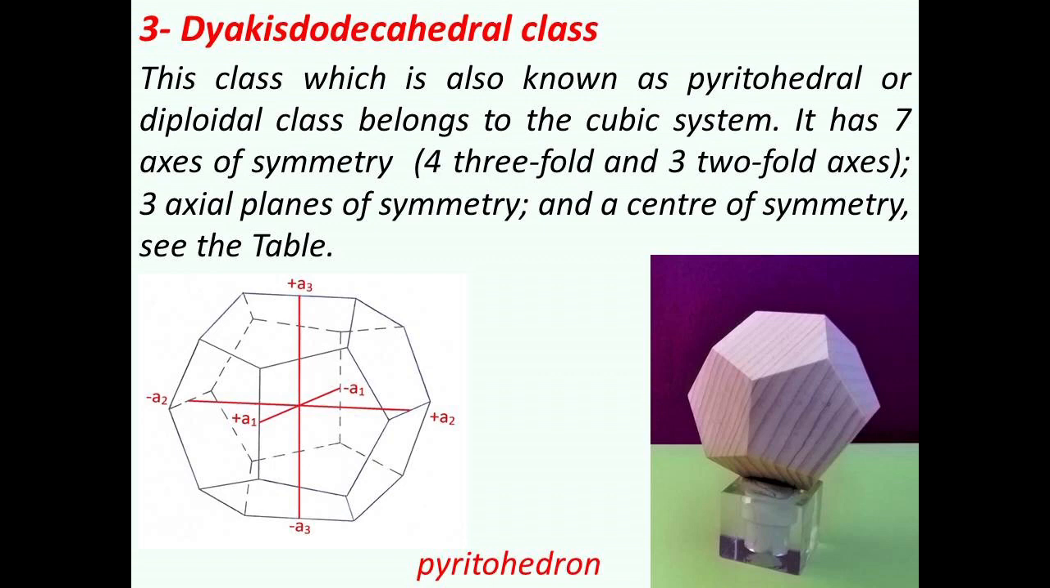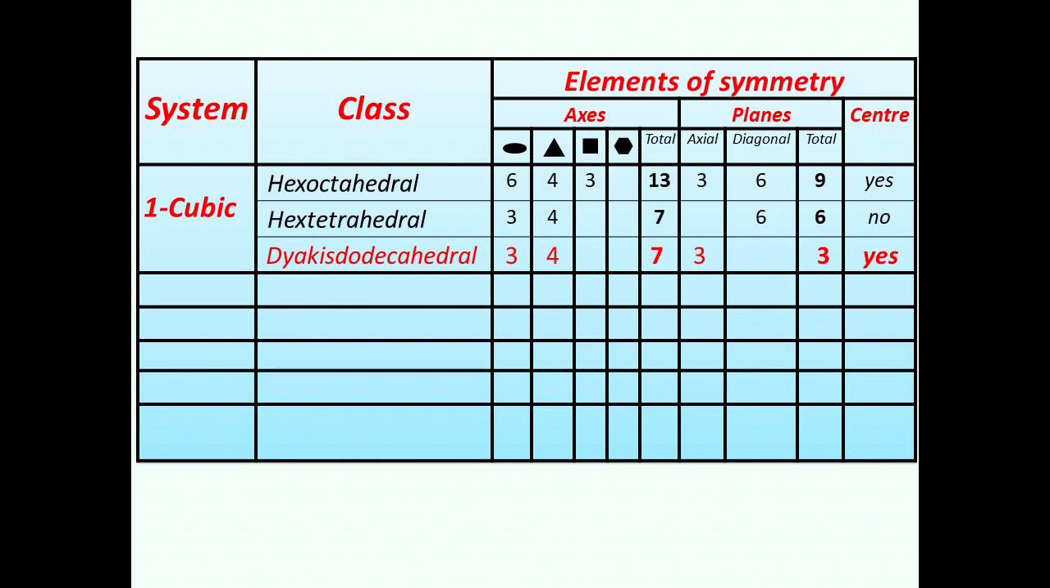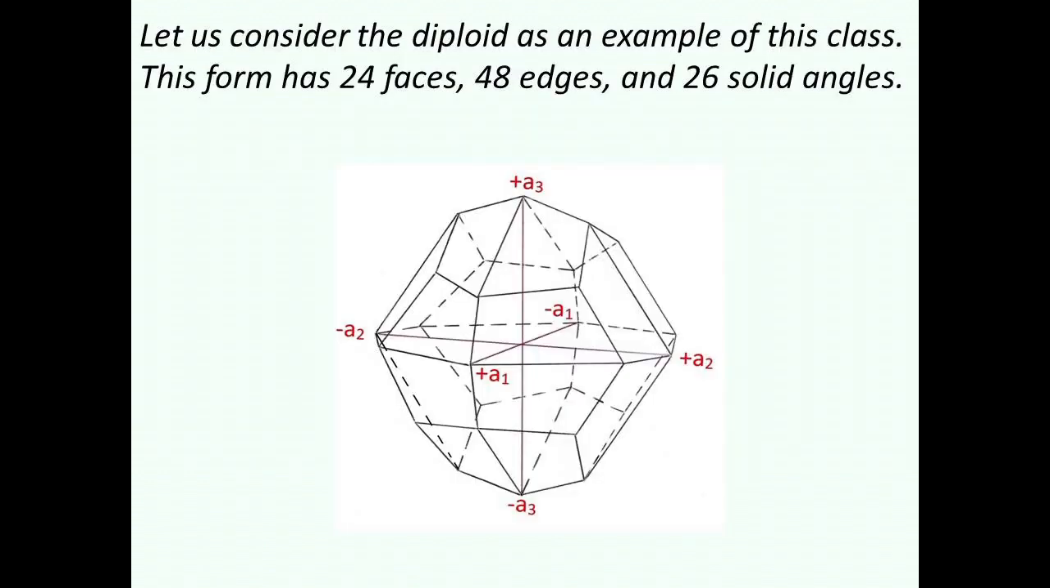3. Dihexagonal class. This class, which is also known as pyramidal or diploidal class, belongs to the cubic system. It has 7 axes of symmetry, 4 threefold and 3 twofold axes, 3 axial planes of symmetry, and a center of symmetry. Let us consider the diploid as an example of this class.